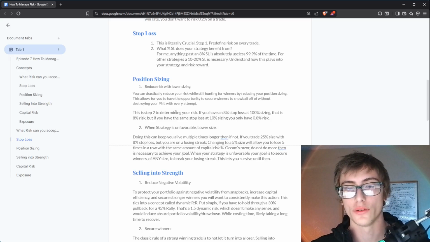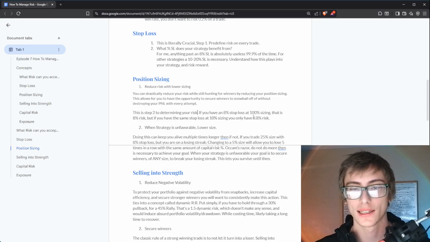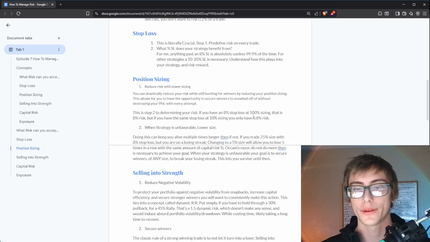So this is step two to determine your risk, right? If you have an 8% stop loss at 100% sizing, that's 8% risk. But if you have the same stop loss at 10% sizing, you only have 0.8% risk.